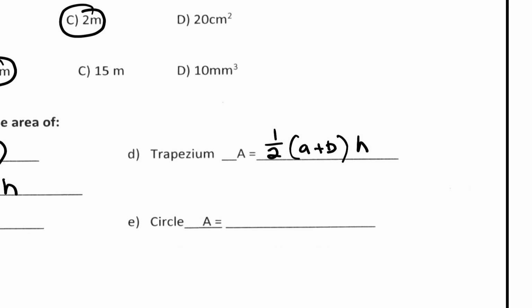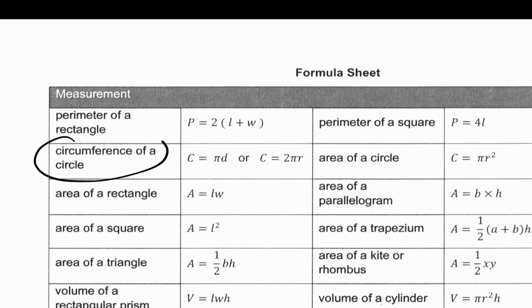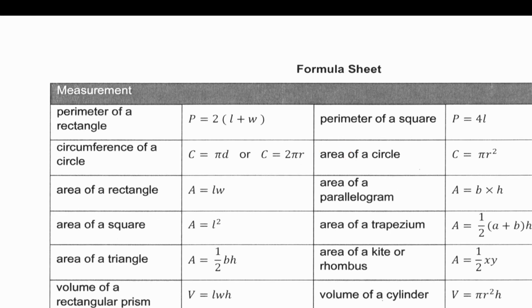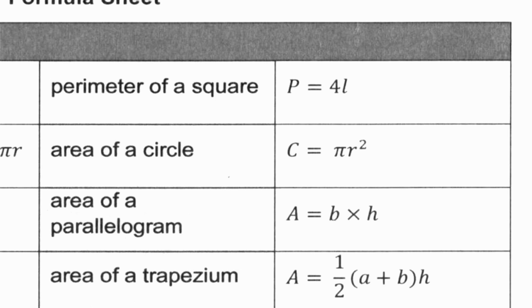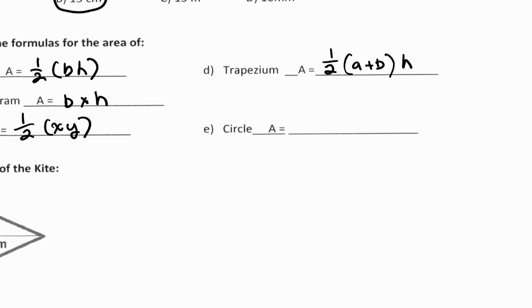And then the last one here is a circle. And we can see here that we've got two circle ones. We've got a circle one here on the left and we've got a circle one here on the right. But we'll also notice that this one is for the circumference. And that's not what we're after. The one that we are after is the area. That's what the question says. It says write down the formula for the area of a circle. So we need this one over here, which actually looks like it has a mistake in it. Should be A equals pi r squared. So that is A equals pi r squared.